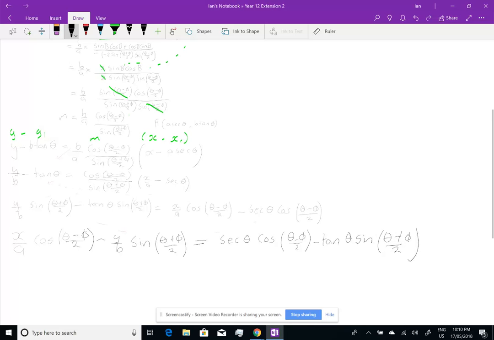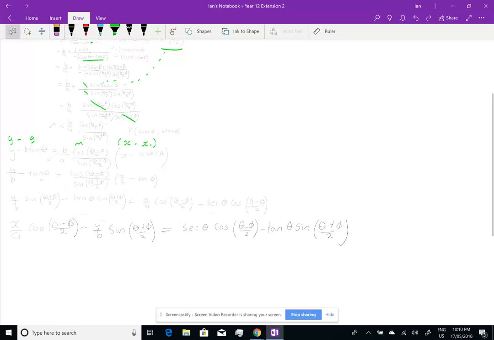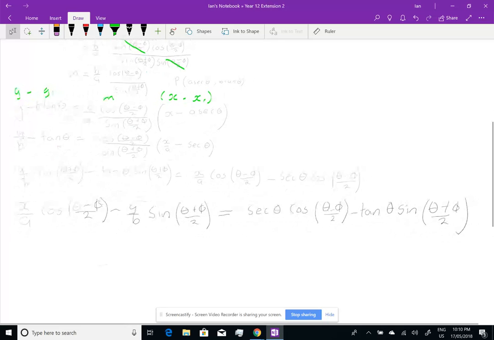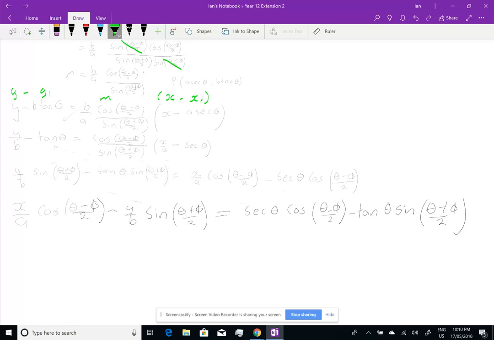Right, now, the left-hand side, I can pretty much let go for a while. I've got my x cos, I've got all that. That's how it's going to stay. That left-hand side is done. The left-hand side is cool. I'm going to leave that like that: x on a cos theta minus phi on 2, minus y on b sine theta plus phi on 2. And that's what we got for the chord on the ellipse. But I'm just going to try and tidy up this right-hand side.